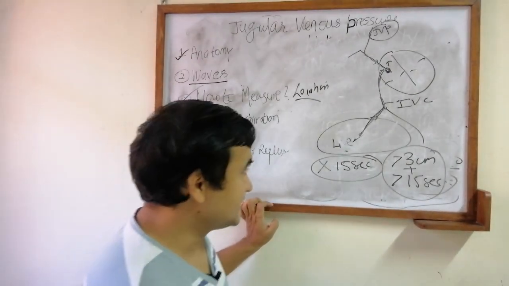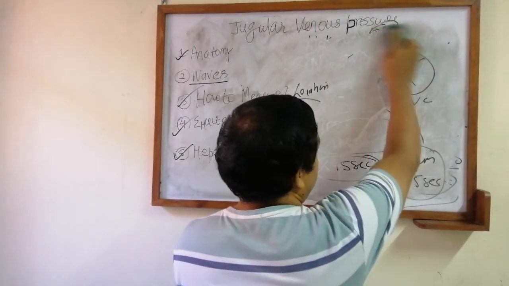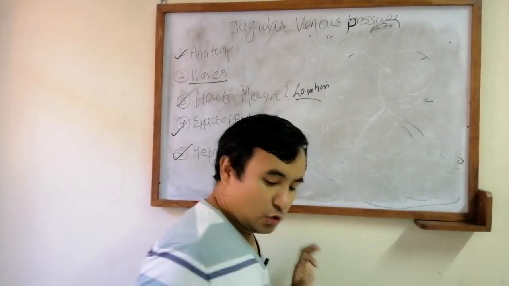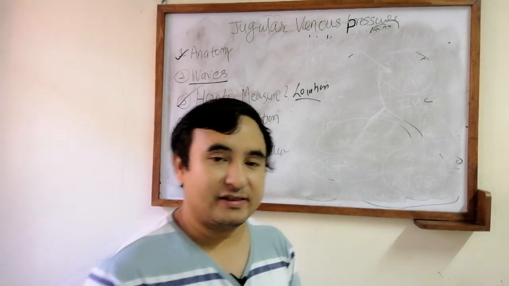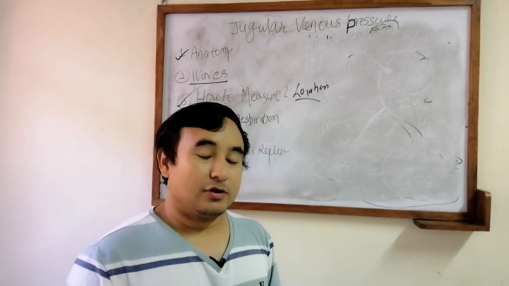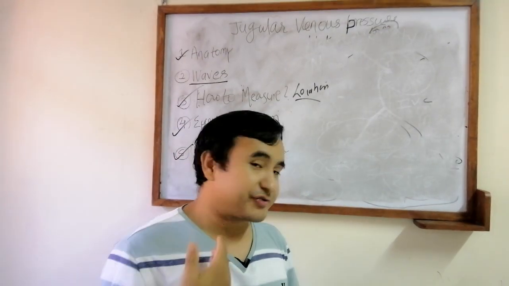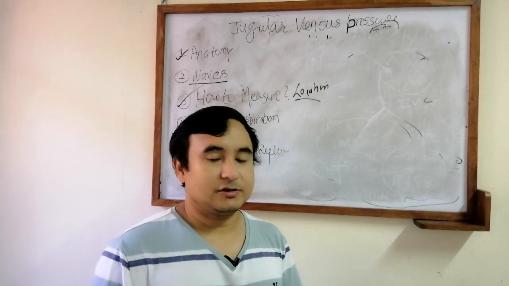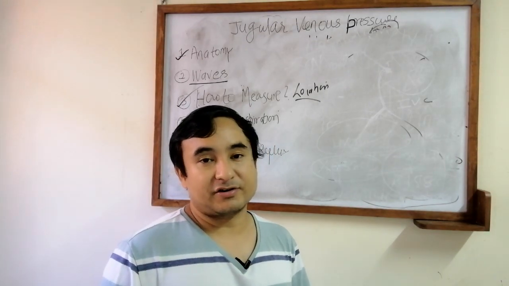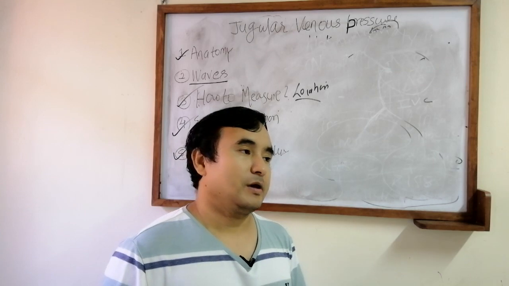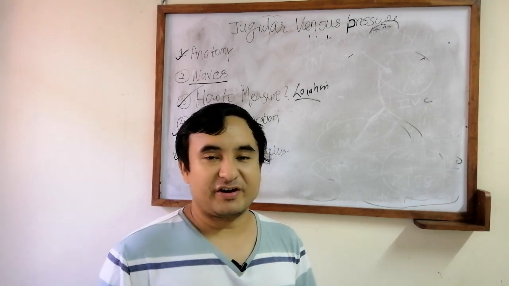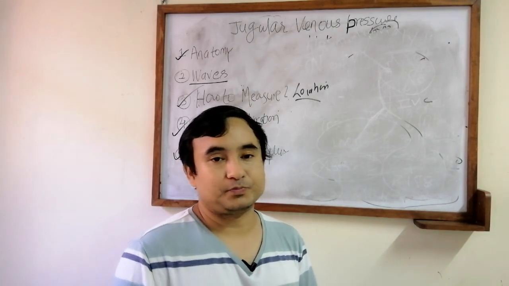Okay, these are some of the basics of the JVP. So let us revise it again. Why do you look at the JVP in the right internal jugular? Because it is straighter than other veins in regard to the superior vena cava and the right atrium.